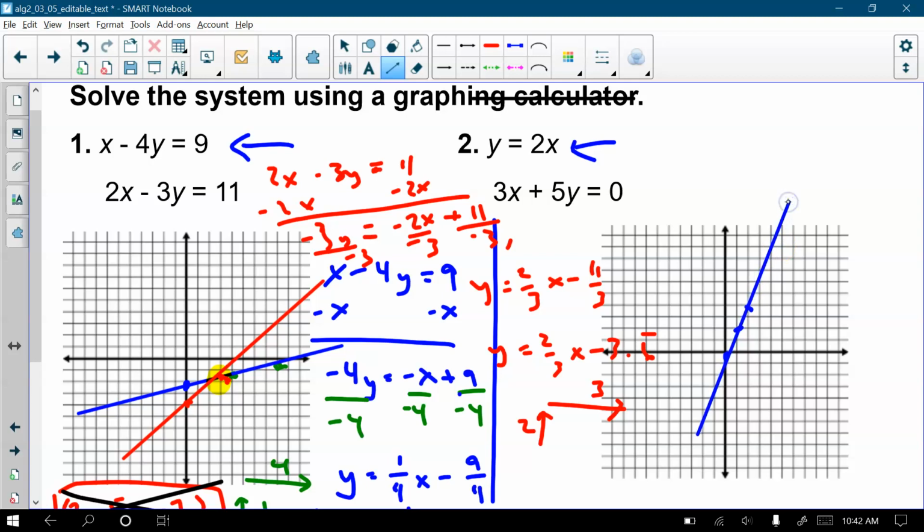Look at that, Mr. Lakin. That looks really good. That looks even better. Okay, so that's my first line.